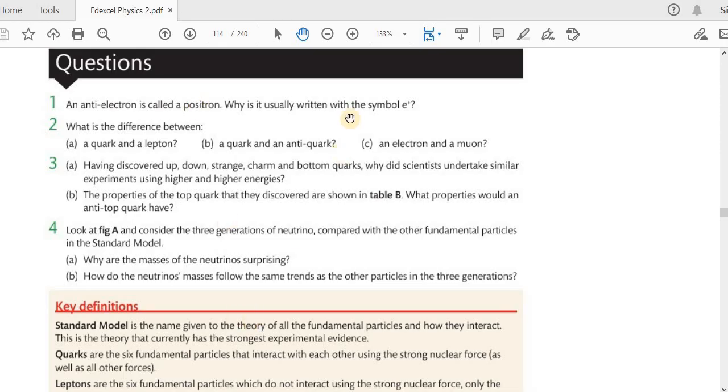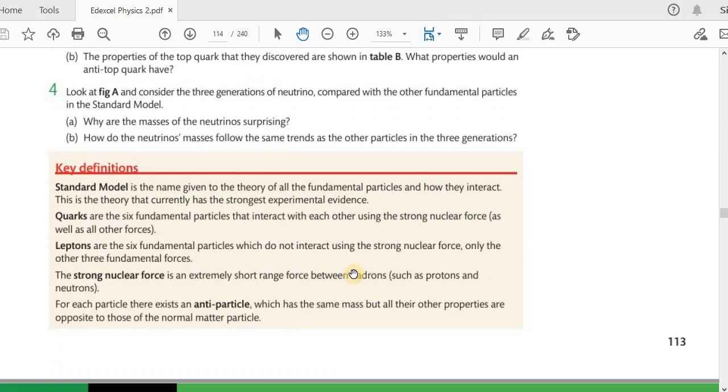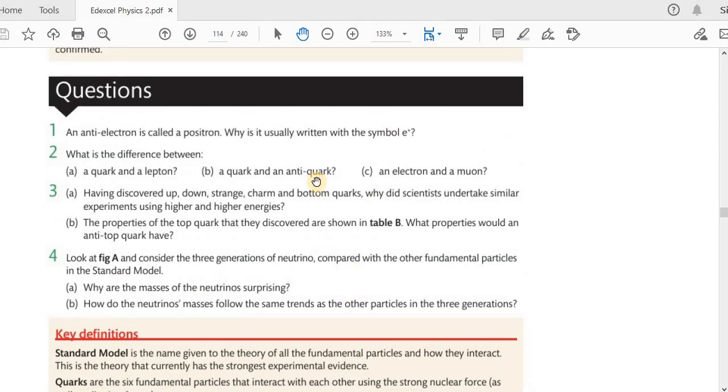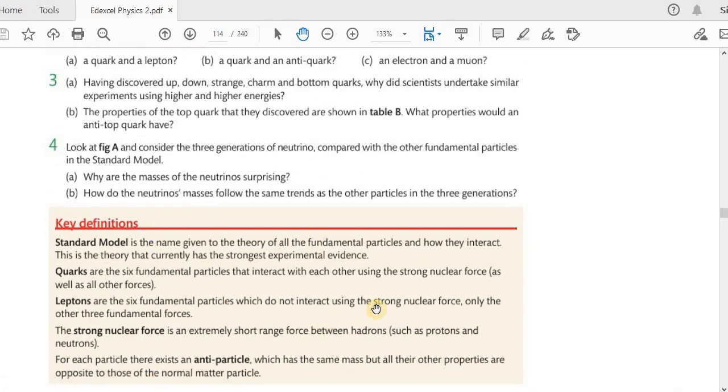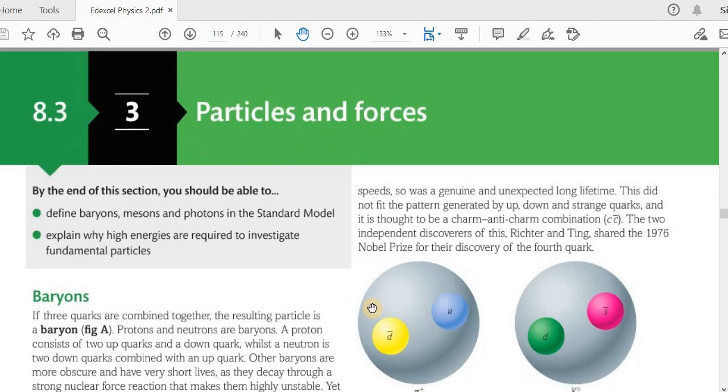Okay, so make sure you answer all these questions and check the answers in the answer script. Go through the important points and go through the notes also. These definitions are important. Next we will see particles and forces.